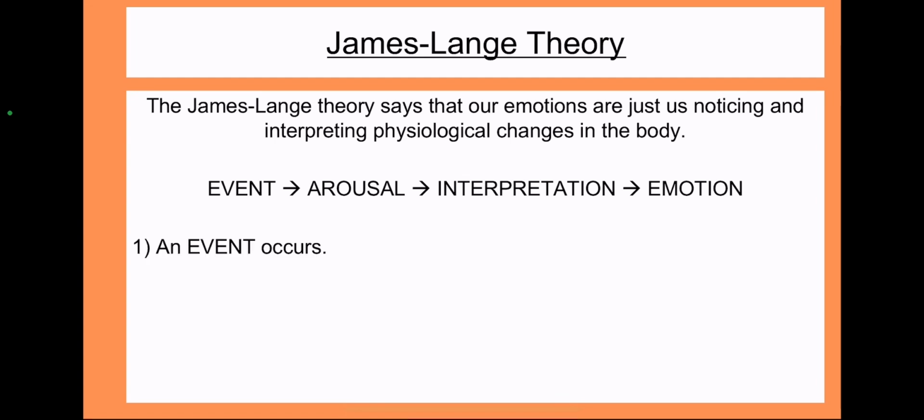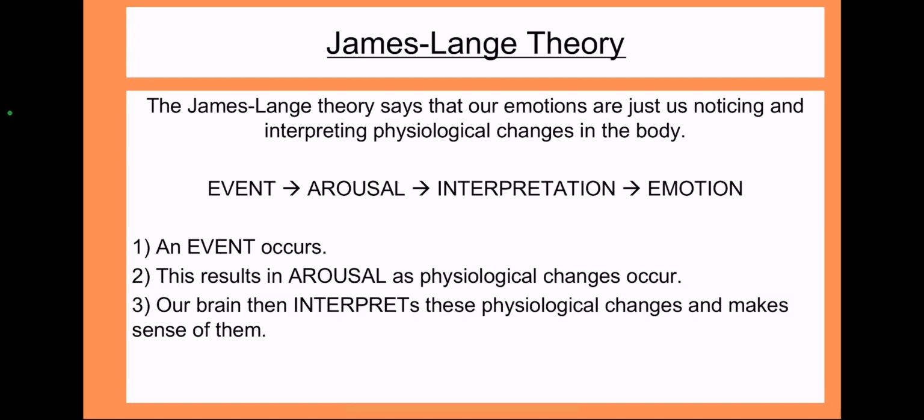So what's actually happening is the emotion is coming at the very end of the process. It's not a case of I'm sad, so I'm now going to cry, or I'm happy, so I'm now going to smile. It's actually that the body has an automatic physiological reaction to an event, and the brain will interpret that reaction and then determine that there's an emotion.